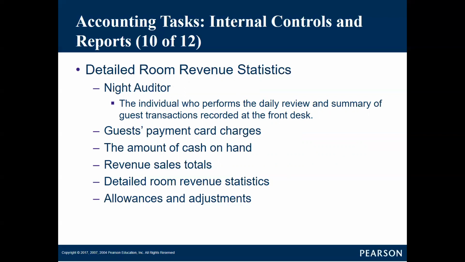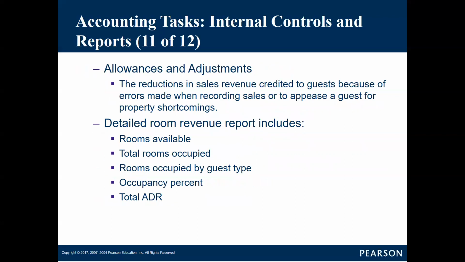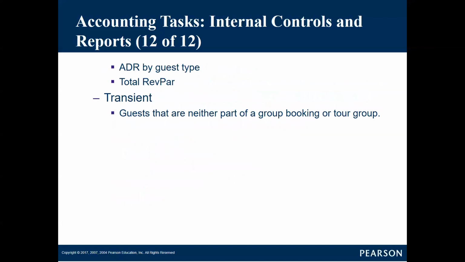Now, allowances and adjustments are the reductions in sales revenue given to guests because of errors made when recording sales or to appease a guest for property shortcomings. It happens. A detailed room revenue report includes the rooms available, total rooms occupied, rooms occupied by guest type, business or leisure, occupancy percentage, the total ADR, ADR by guest type, and the total RevPAR.